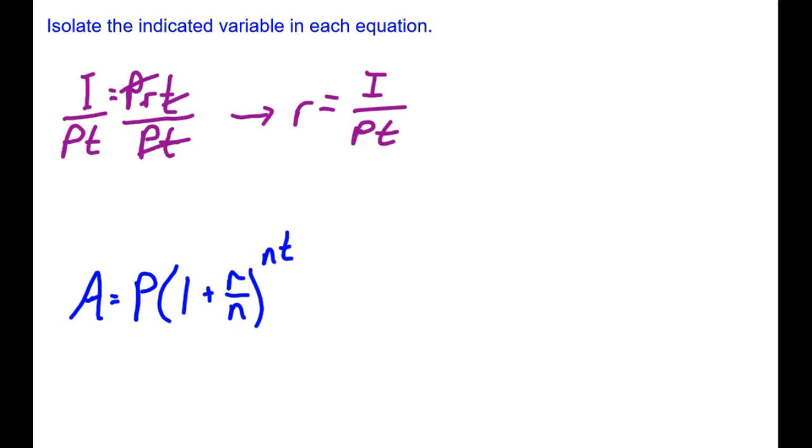The next example, we're going to be working with the formula for compound interest. A stands for the amount in the account at a given time. P is the principal amount. R stands for the interest rate. N is the number of times compounded in a given year. And then T stands for the number of years. This one's going to be a little more complicated because there's a little more going on in the formula. But what we're going to do is try to isolate T by itself.